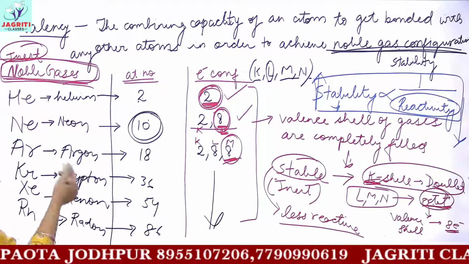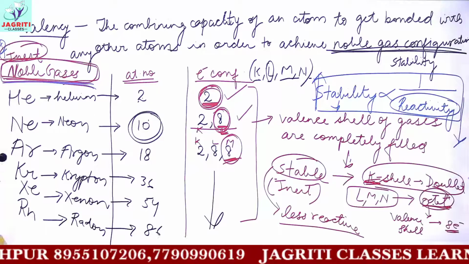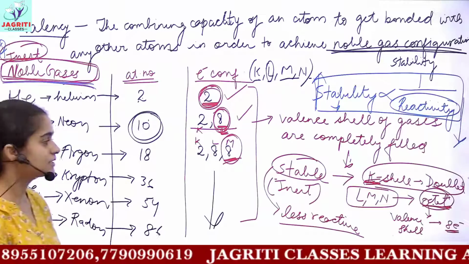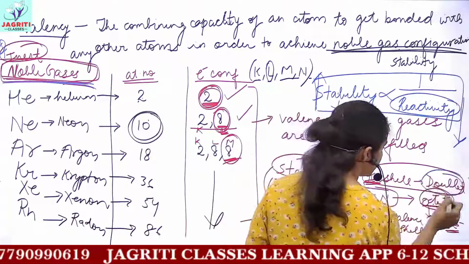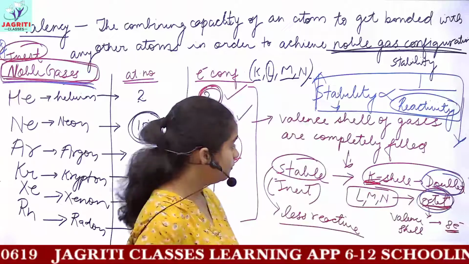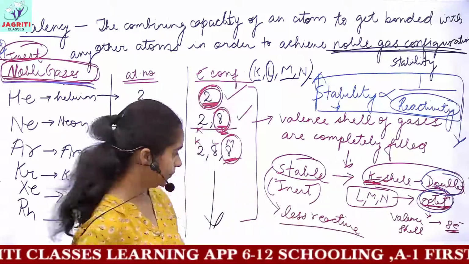So this is the reason why these gases are called noble gases, because they are inert. Inert means they are stable. And why they are stable, I have already explained on the basis of two rules, that is your doublet rule, which is valid only for the K shell, and then comes the octet rule.